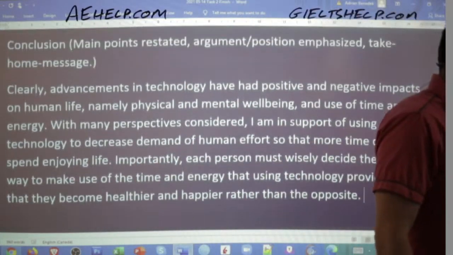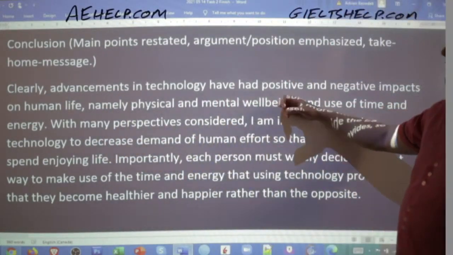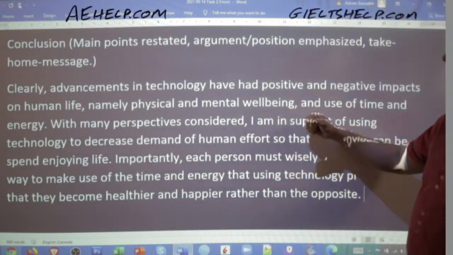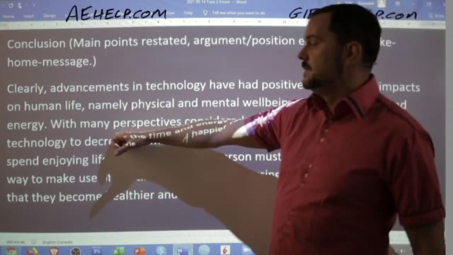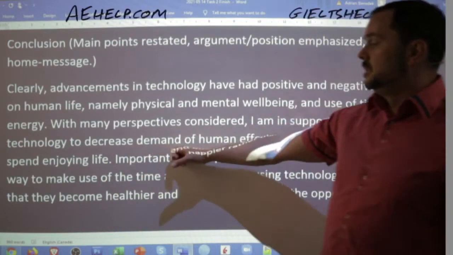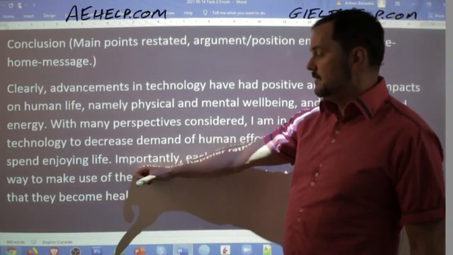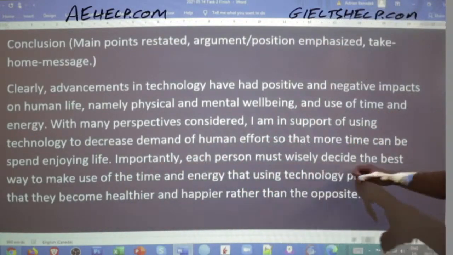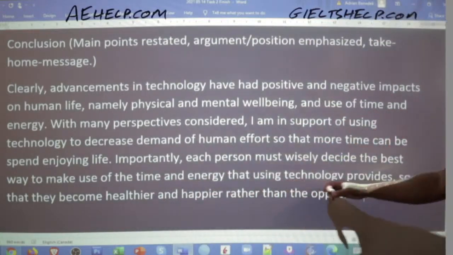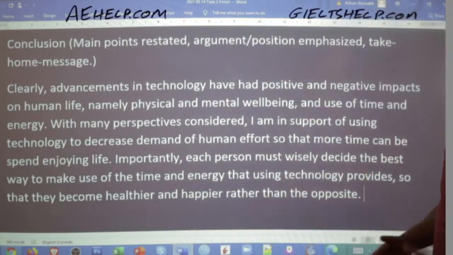So here we go. Let me just read this clearly. Advancements in technology have had positive and negative impacts on human life, namely physical and mental well-being and use of time and energy. With many perspectives considered, I am in support of using technology to decrease demand of human effort so that more time can be spent enjoying life. Importantly, each person must wisely decide the best way to make use of the time and energy that using technology provides so that they become healthier and happier rather than the opposite.